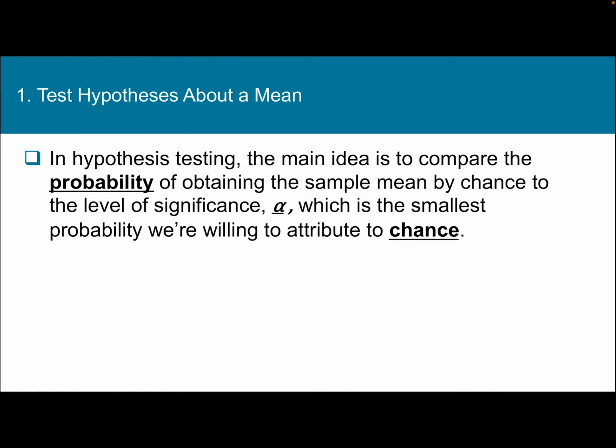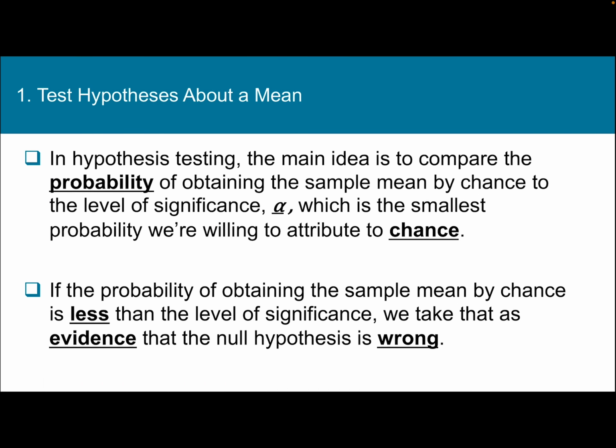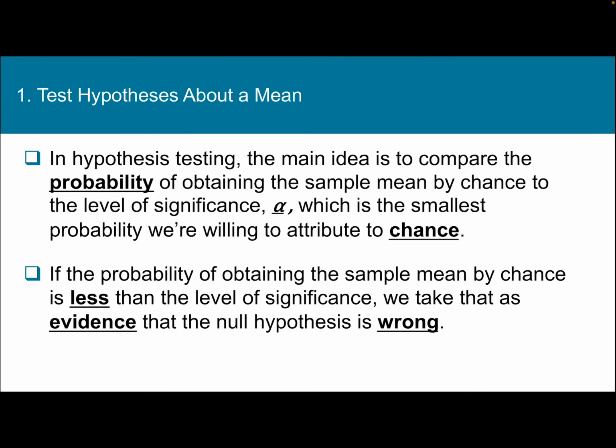On the top of the next page, we have some more blanks. If the probability of obtaining a sample mean by chance is less than the level of significance, we take that as evidence that the null hypothesis is wrong. In other words, what's going to happen is we are going to reject the null hypothesis.